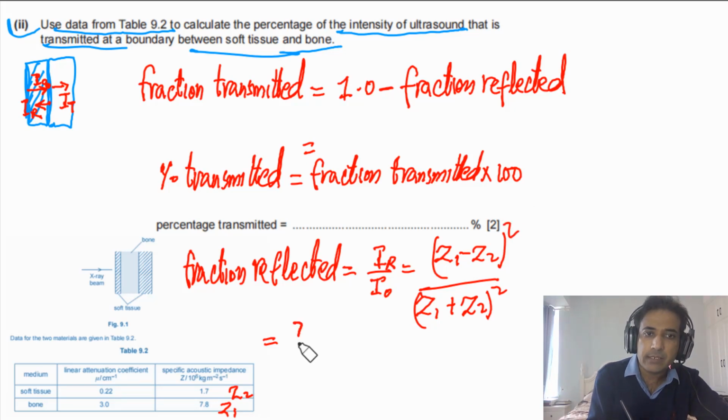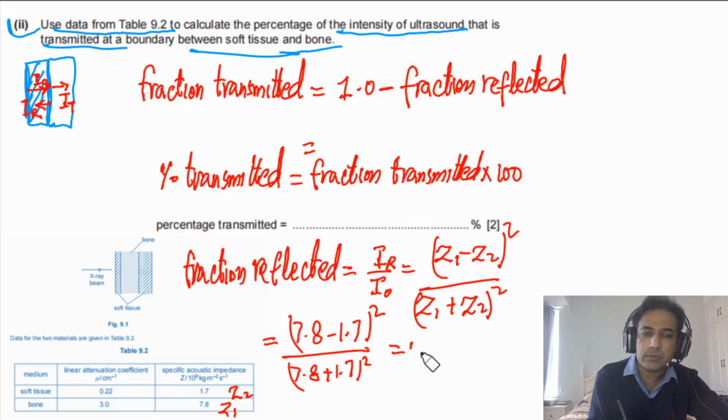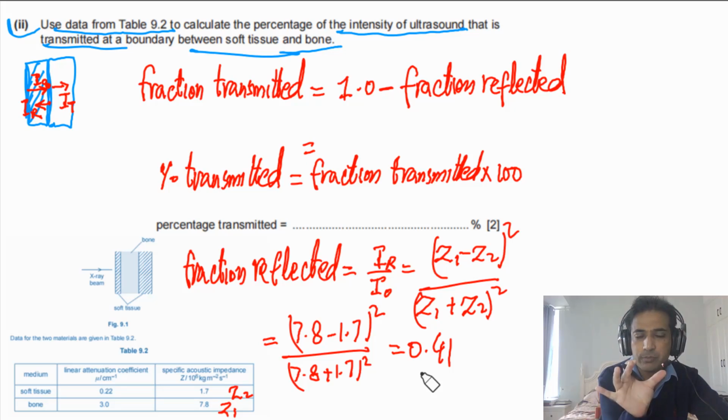So we have Z1 that is equal to (7.8 minus 1.7) squared divided by (7.8 plus 1.7) squared. Now if we solve this one, we will get 0.41. So it means 41% is reflected, so 59% will be transmitted.